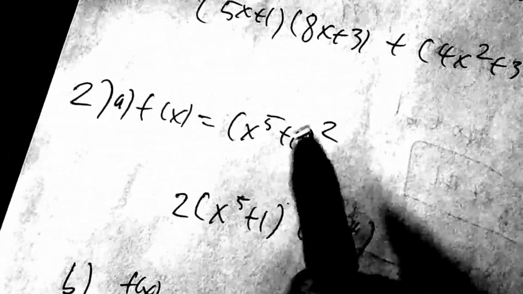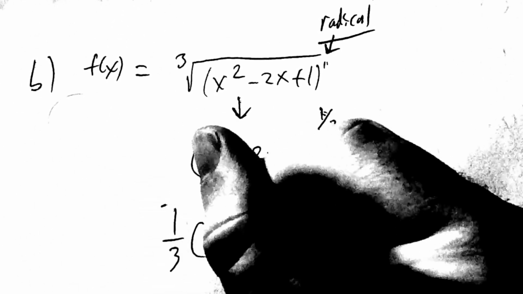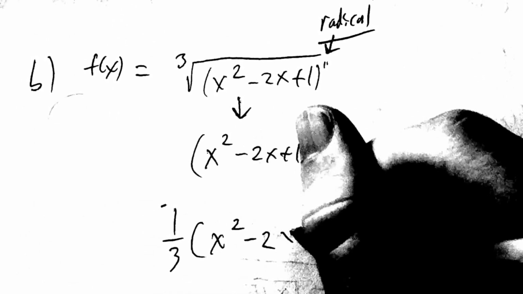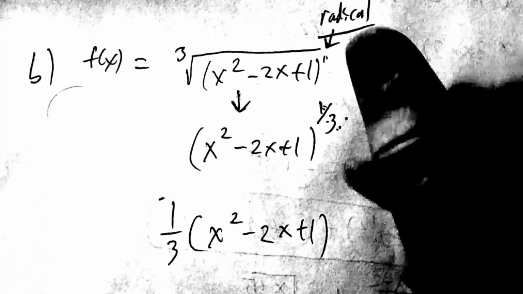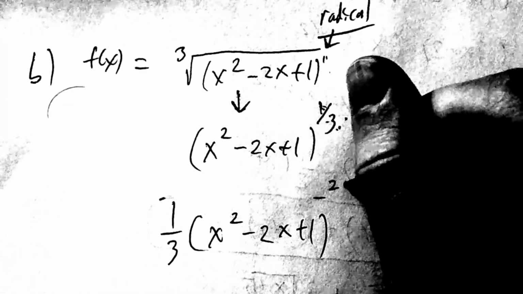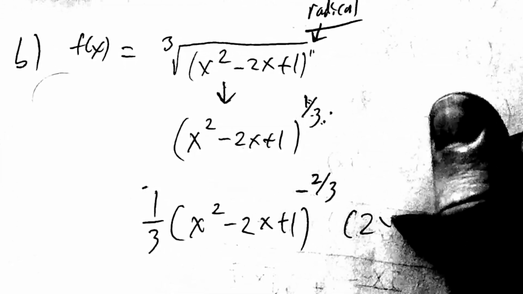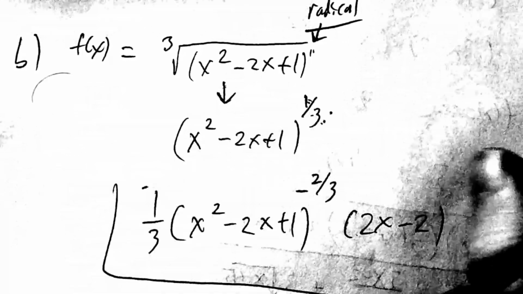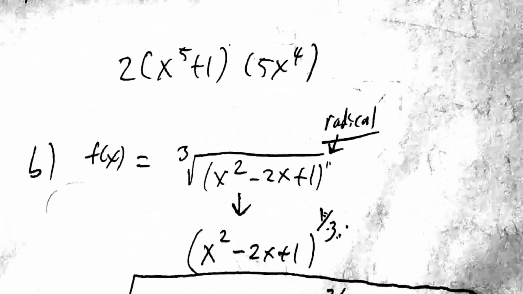It's just like above, power on the outside, function on the inside. First, the outside. We have 1/3 times x squared minus 2x plus 1, inside stays exactly the same. And then what's a third minus 1? A third minus 1 is negative 2/3. And then the derivative of the inside will be 2x minus 2. That's it. Okay, that's all I expect on the test. Okay, again, this one would be this. Okay, all right, we're continuing.